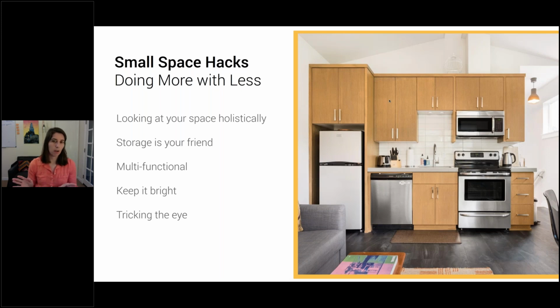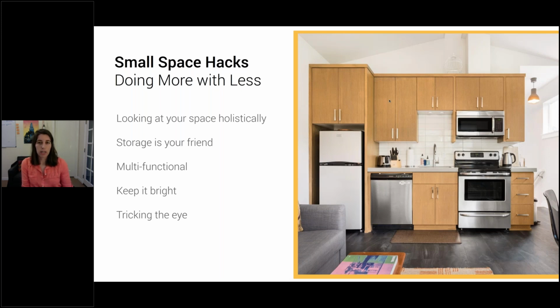So there's just so many options in that space for multifunctional. Keeping it bright, your color palette definitely matters. And then there's ways that you can trick the eye to make spaces feel bigger. One of the things that I can't emphasize enough in this is natural light, trying to get as much natural light into your space as possible.